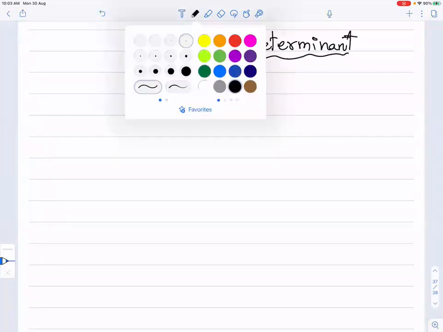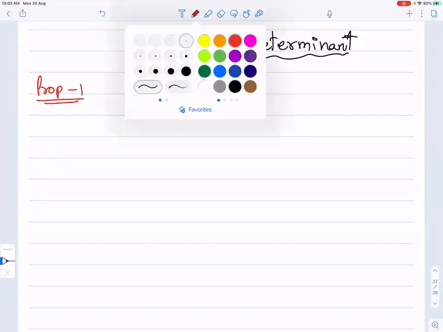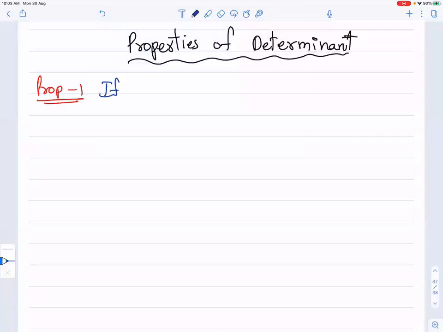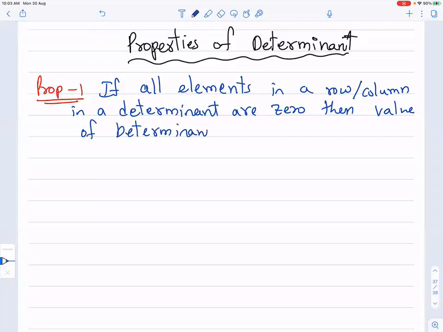Now, property 1. If all elements in a row or column in a determinant are zeros, then the value of the determinant is also 0. Of course, this makes sense.